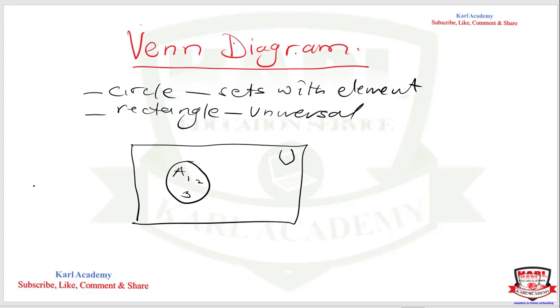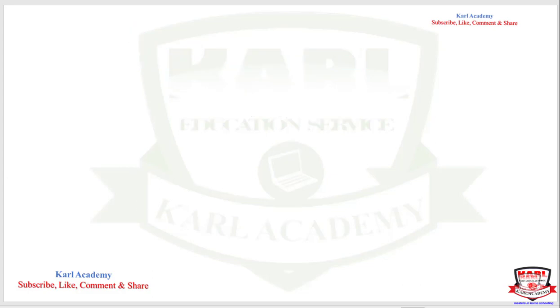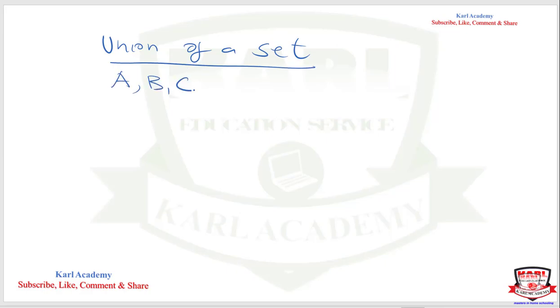Now let's apply the Venn diagram in a set operation so that you can see how they appear. Let's start with the union of a set. In a union of a set, we are looking at all elements in set A, set B, or even set C, whether they are common to two sets or to all the sets.